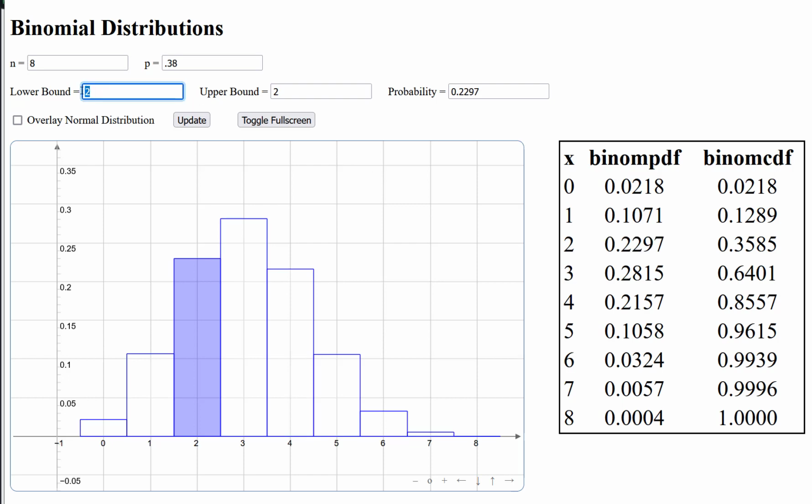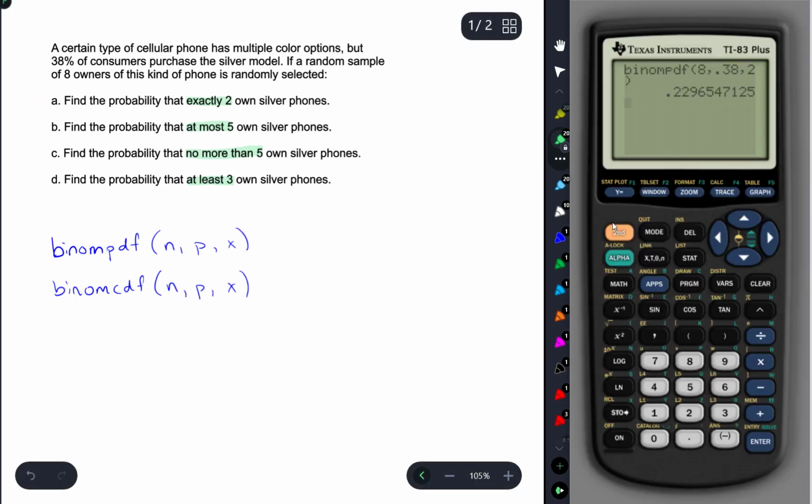So what I would want is this shaded region here to be added together. So going from 0 up to 5, but including the 5. So I want to add together these probabilities right here. I could come over to this chart and I could add those together, but binomial CDF has already done that for me. It's already added together all of the probabilities given by binomial PDF from 0 up to a specific number. So what I can do in this case is simply use binomial CDF.